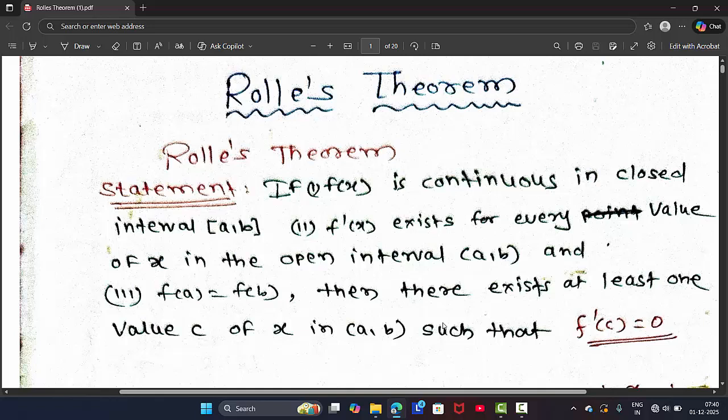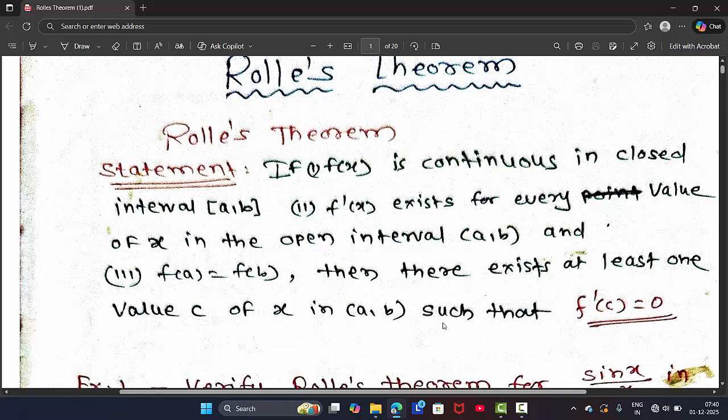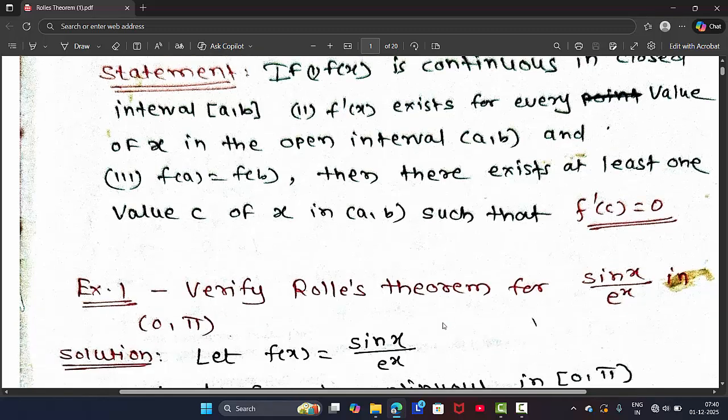That means if three conditions are satisfied by a function, continuous in the closed interval, its derivative exists for every value of x in the open interval (a, b), and the value of the function at the end points of the interval are equal, then there exists at least one value c of x in (a, b) such that f'(c) equals 0. We shall use this statement to solve some problems.